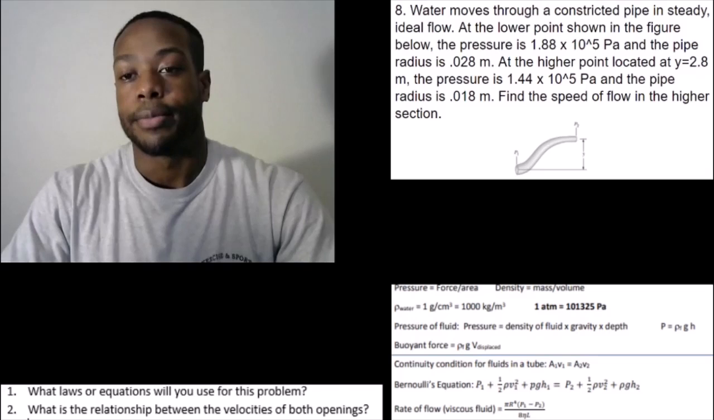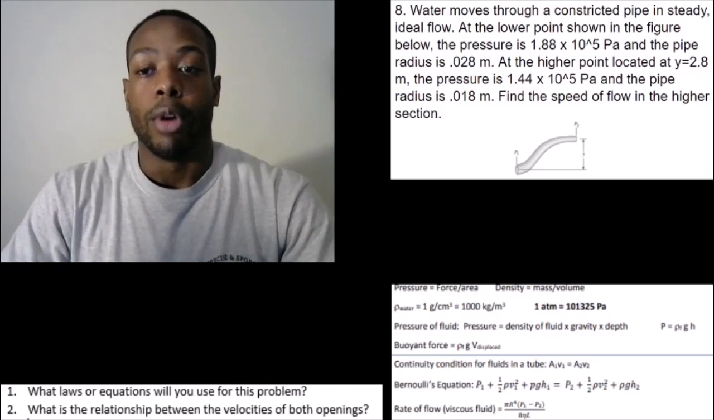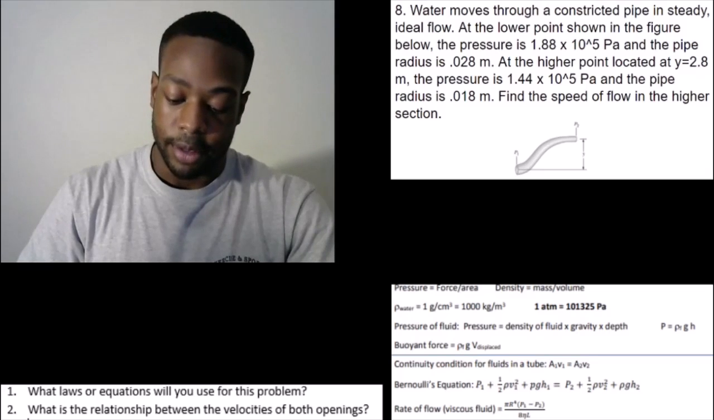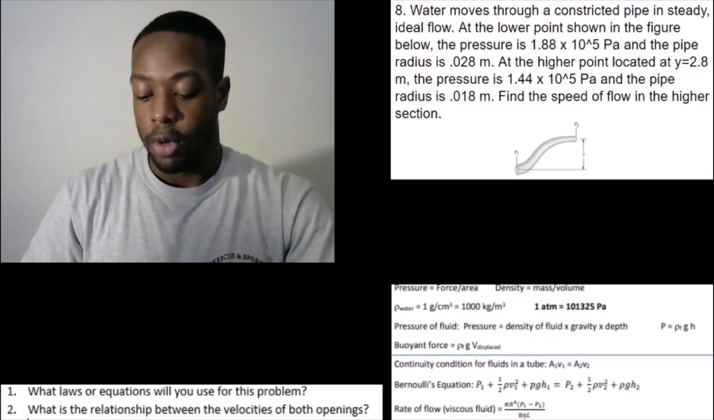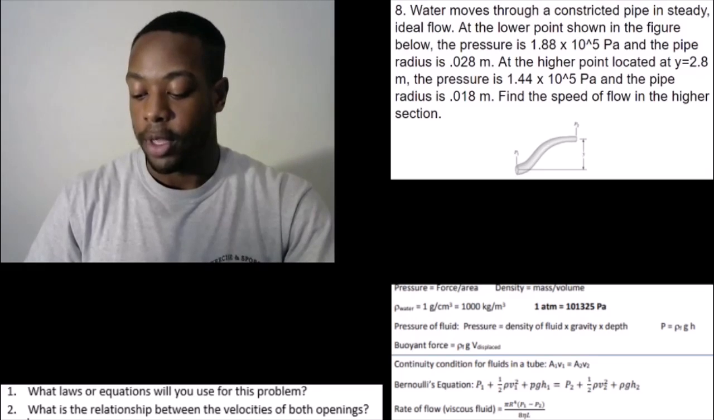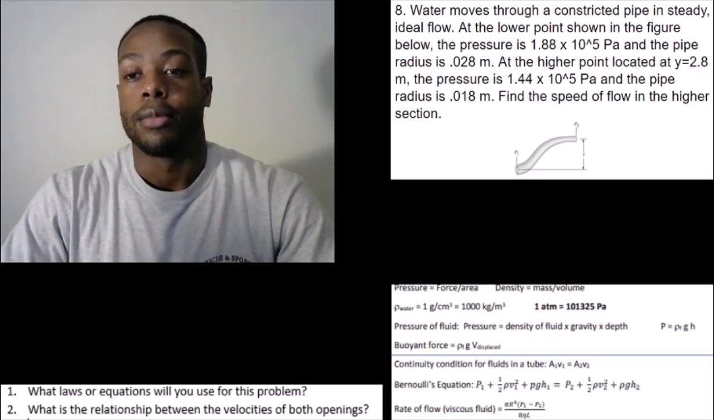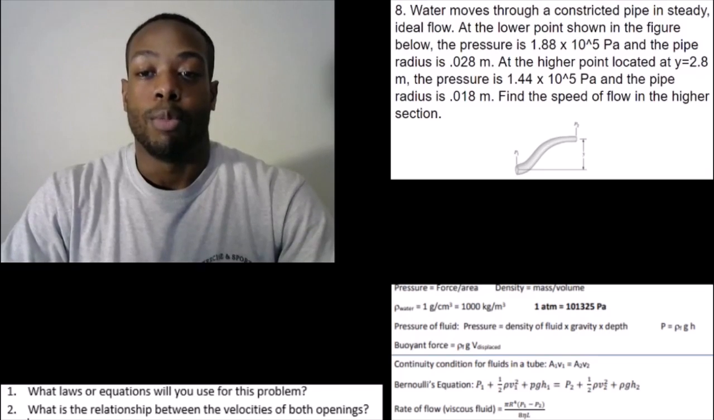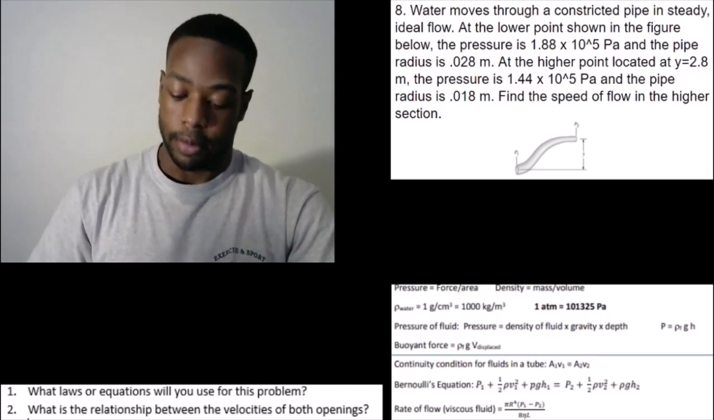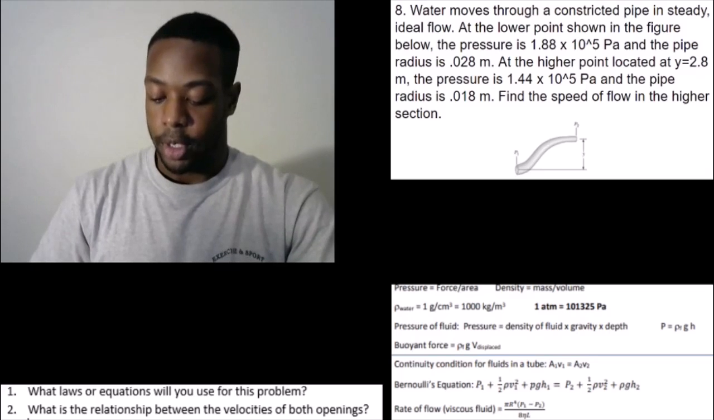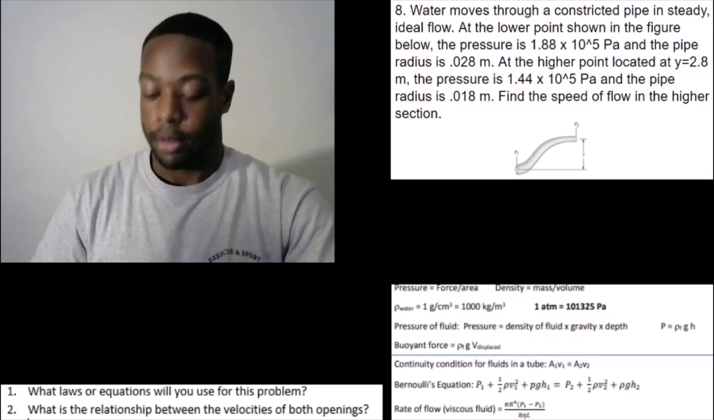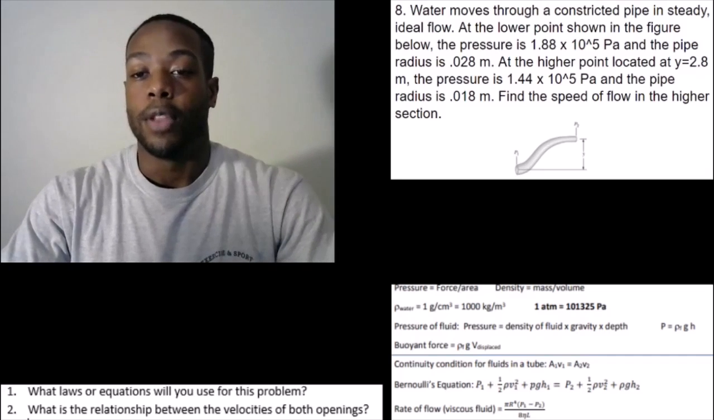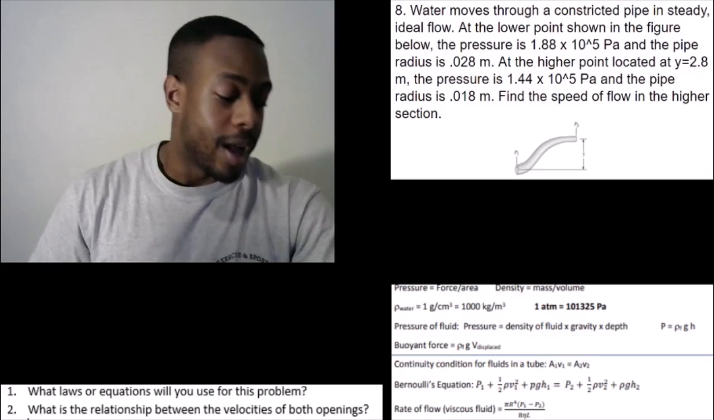Write that down. Pressure there is 1.44 times 10 to the 5th Pascals. So pressure 2, 1.44 times 10 to the 5th Pascals. And the pipe radius at that point is 0.018 meters. So we've got all that, and we want to find the speed of flow in the higher section, so that's velocity 2.